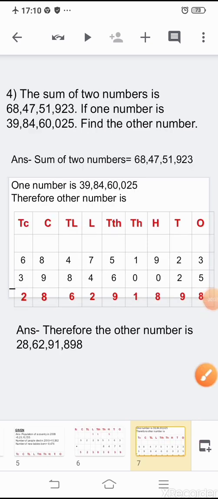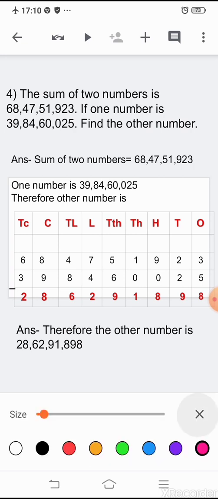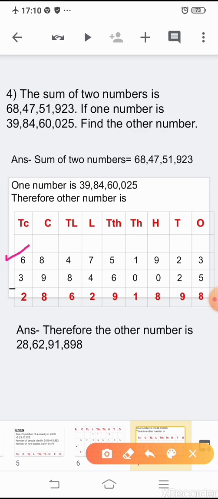Okay, now let us come to the second sum, children. Here the sum given is: the sum of two numbers is 68 crore 47 lakh 51,923. Here the sum of the two numbers is given, and from that one of the numbers is given to you, that is 39 crore 84 lakh 60,025. Now you have to find the other number.